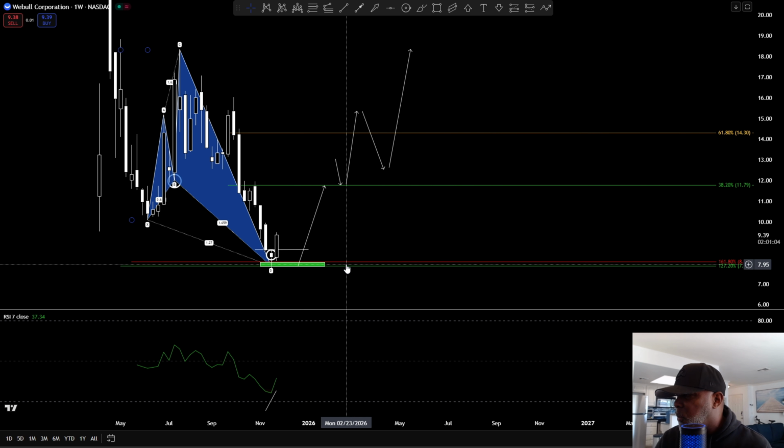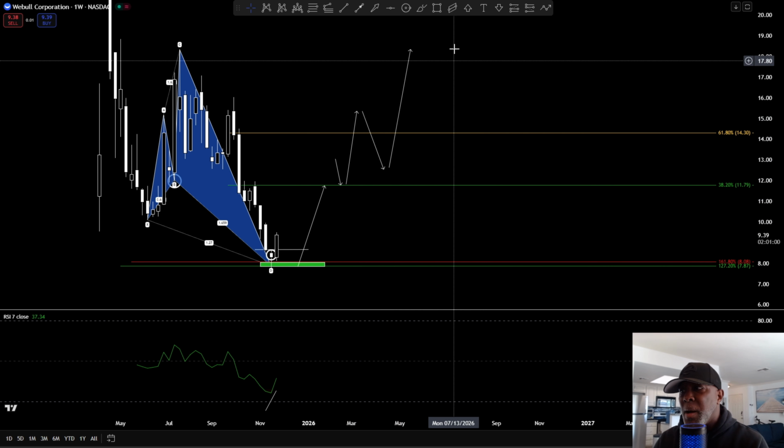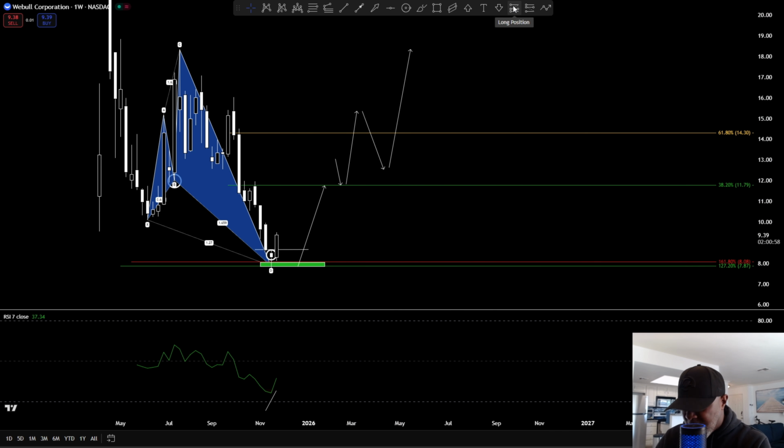That'd be a major move since this thing was $7. This thing would have doubled in price in a matter of weeks. That's what's possible. That's why I wanted to talk about this. Not saying that that's what's going to happen, but that is just the projection looking at it technically.